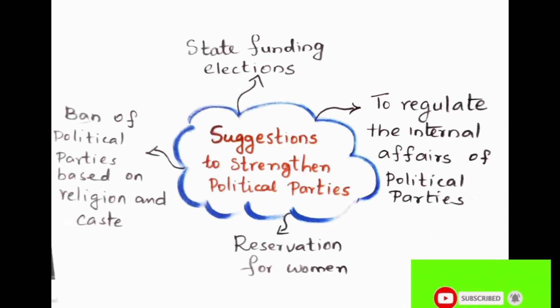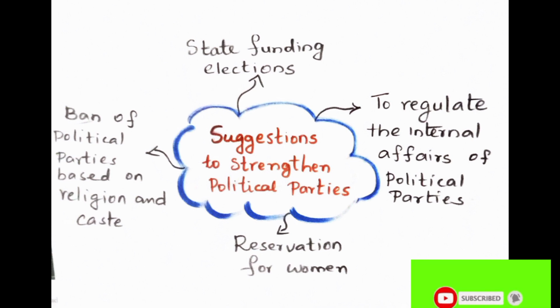To lessen the role of money power in the elections, there should be state funding of elections. The government should give money to political parties to support their election expenses. It could be given in cash or kind on the basis of the votes secured by them during the last election.